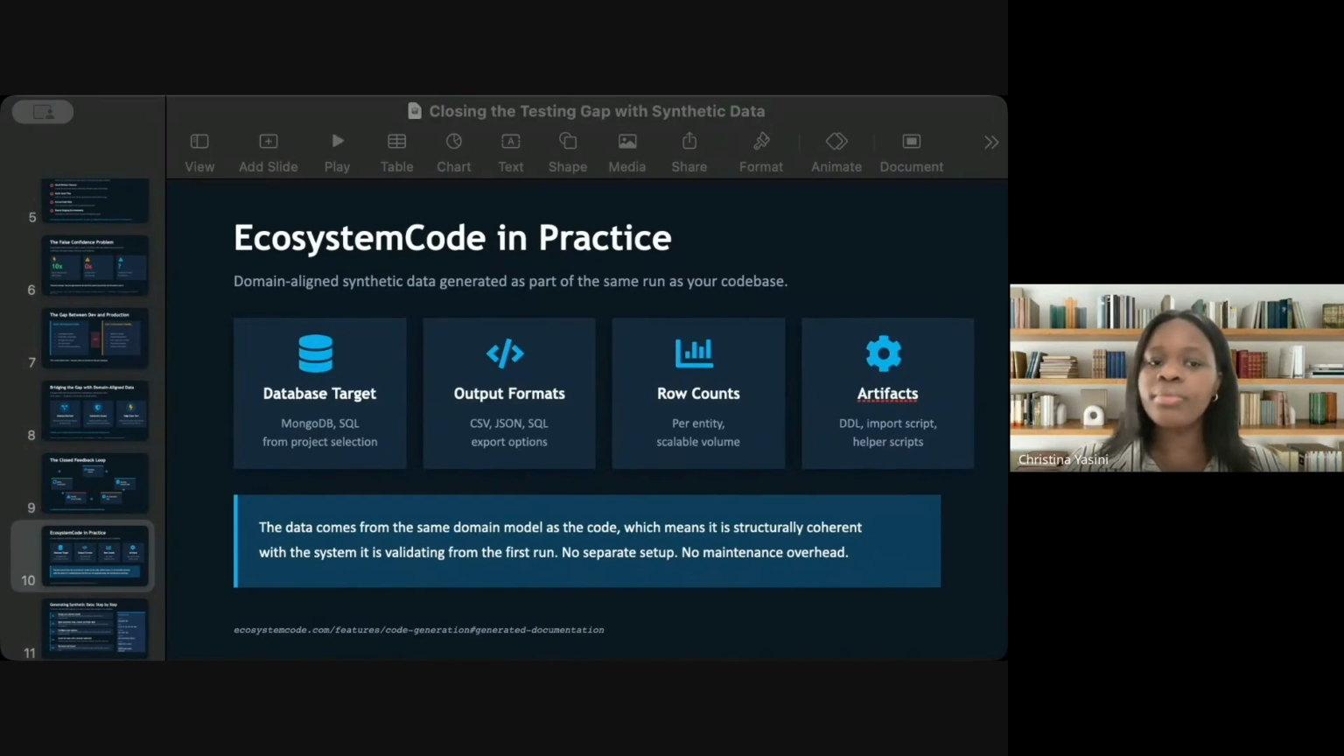And so this allows us then to have an idea of what this looks like for ecosystem code in practice. And before I hand over to Jay, I just wanted to cover this a bit, right?